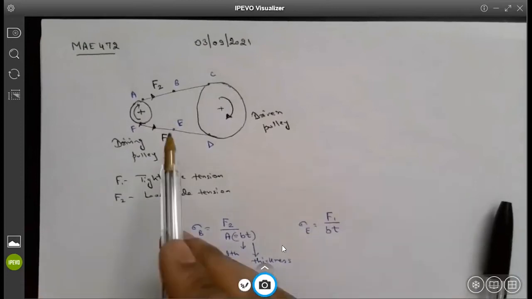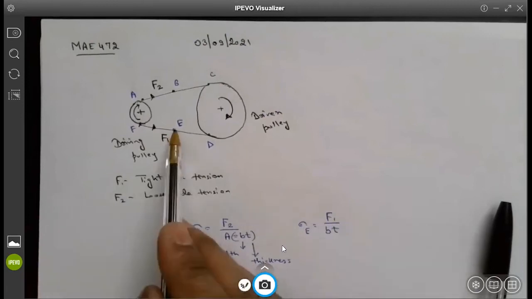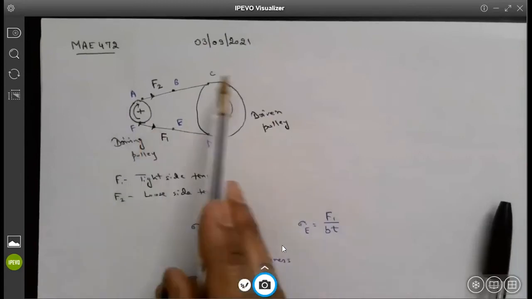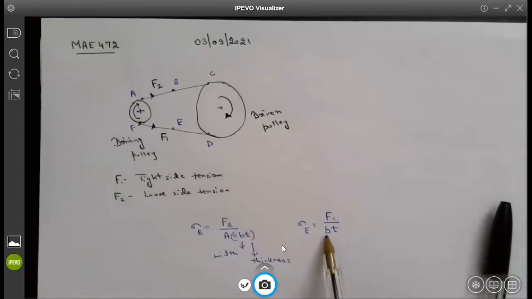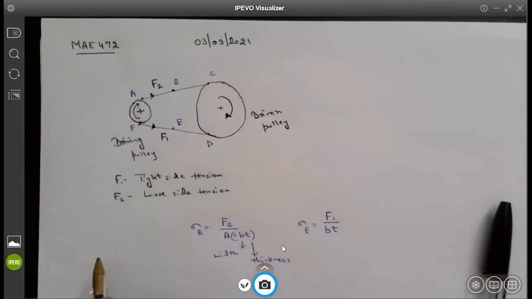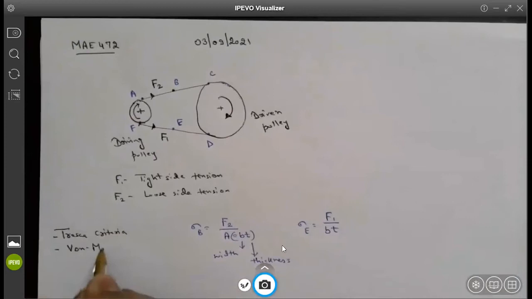So sigma E, the stress at point E, is going to be the tension in the belt at that point divided by the cross section. The cross section of the belt remains the same going from this point to this point, so it is width multiplied by thickness. Assuming I know the stresses at every single point, if I have to pick one of the failure theories, the three I am giving you as a choice are Tresca criteria, von Mises criteria, and the modified Goodman line.